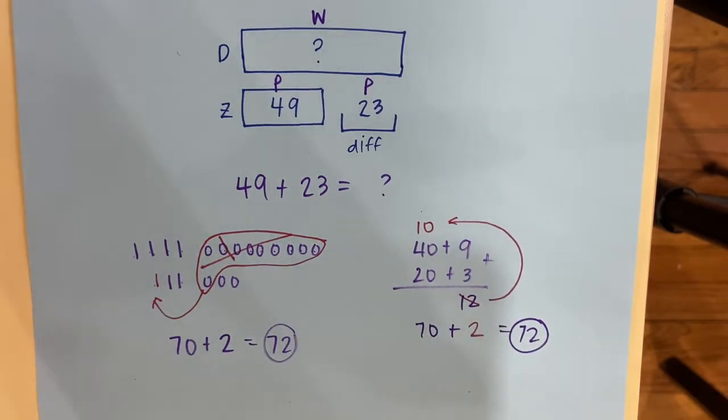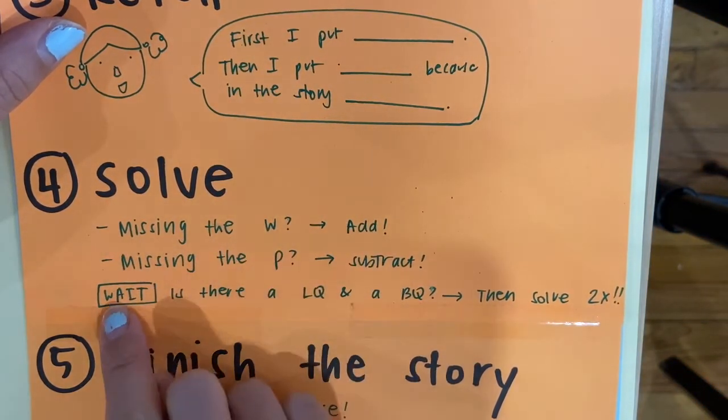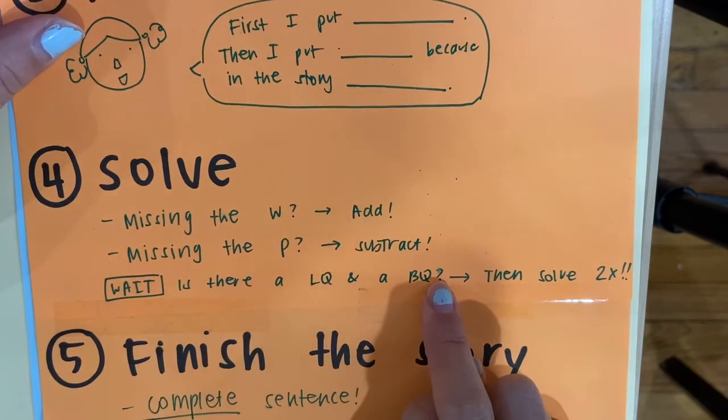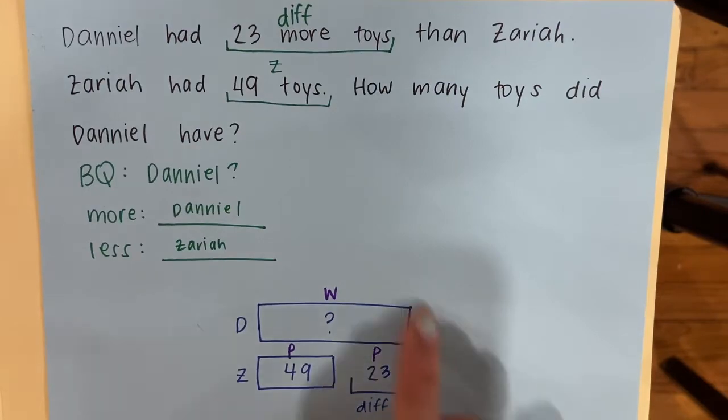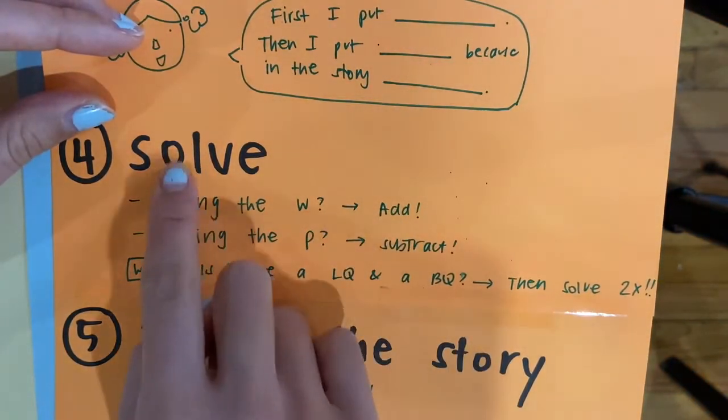Okay, now let me look back at my checklist. Okay, I was missing the whole, so I added. And wait, is there a little question and a big question today? Let me look. No, I only had one representation, and I only had a big question, so I don't actually need to worry about that. So I'm done with solving.